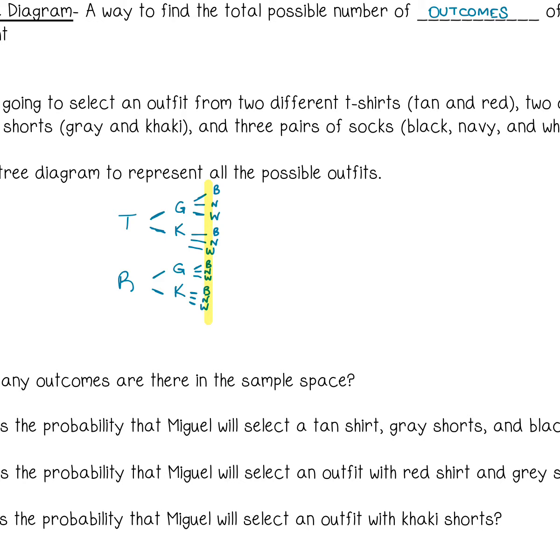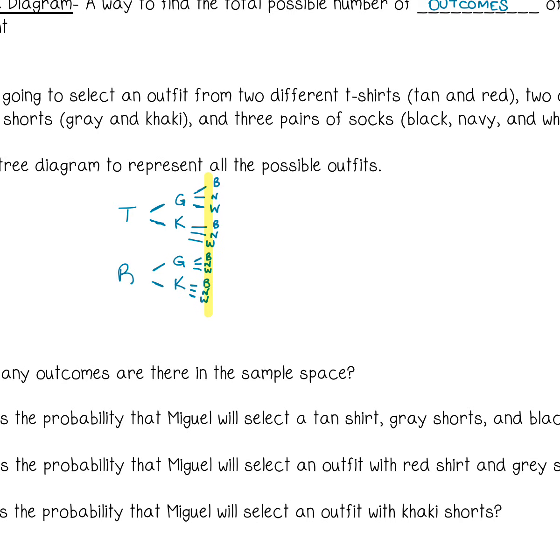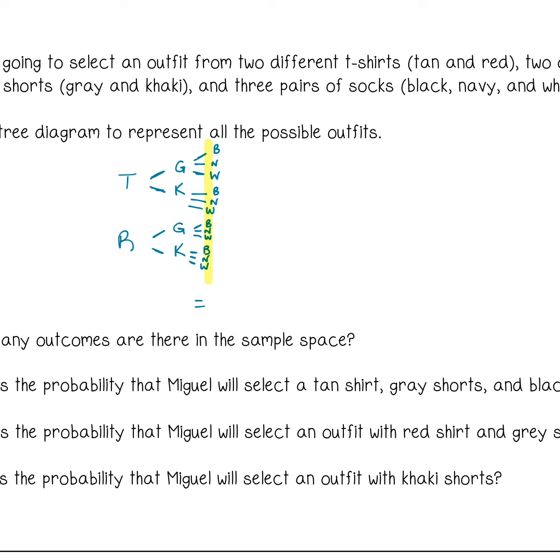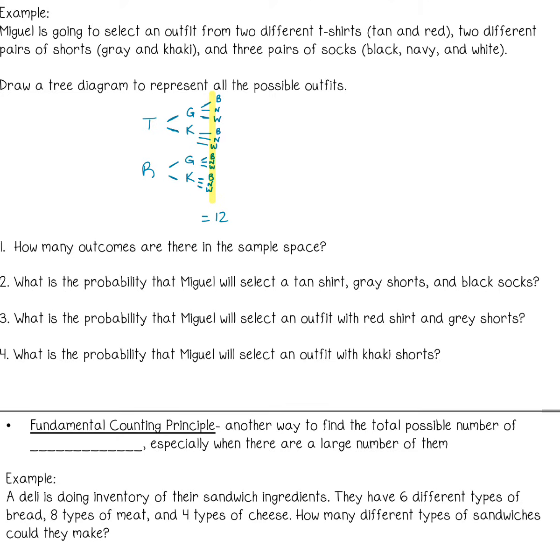So he can go tan, gray, black; tan, gray, navy; tan, gray, white. Tan, khaki, black; tan, khaki, navy; tan, khaki, white. Red, gray, black; red, gray, navy; red, gray, white. So if I just count out the end number, the last branches of my tree, I see that there are 12 possible different outcomes. Because if he wears tan, gray, and black, he's no longer wearing tan, gray, and navy. So there's 12 possible outcomes.